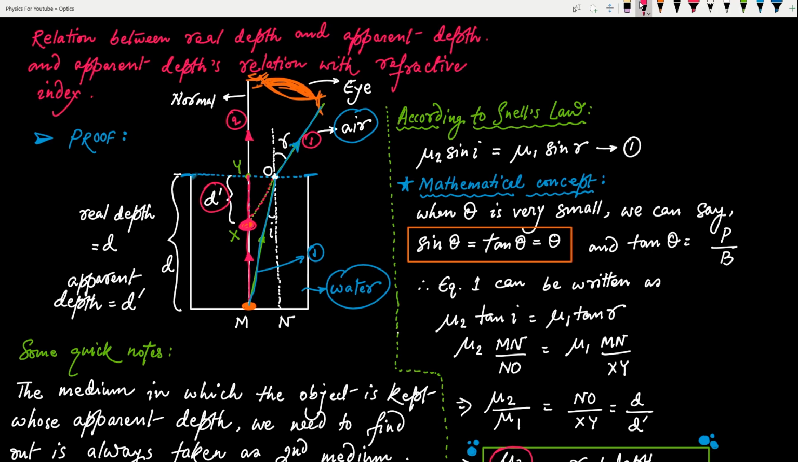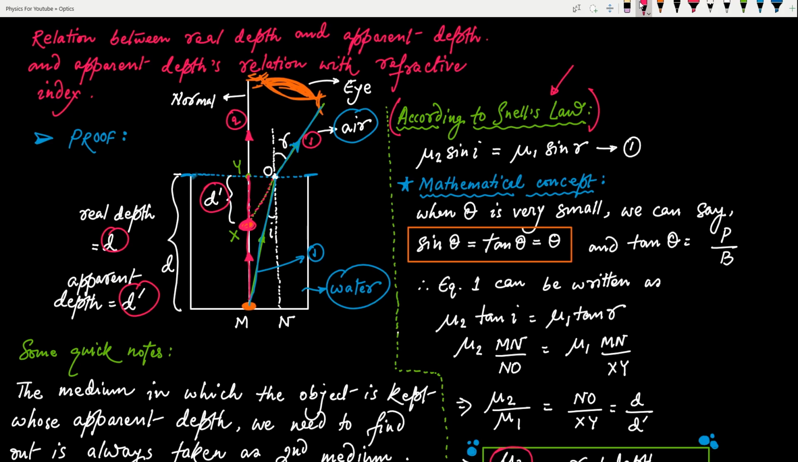Now what is the relationship between this real depth and apparent depth? How to find out this? This can be found out using the concept of Snell's law. Okay, this thing has been explained in my earlier video, the concept of Snell's law. If you haven't checked that video, then I will put a link in the upper right corner, or you can check in the description below.